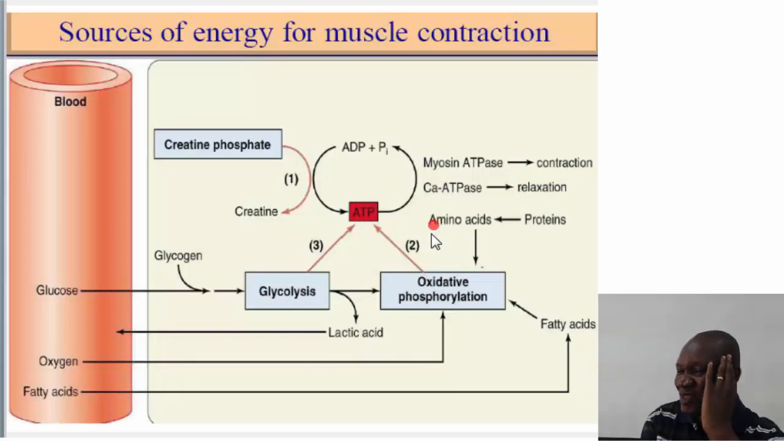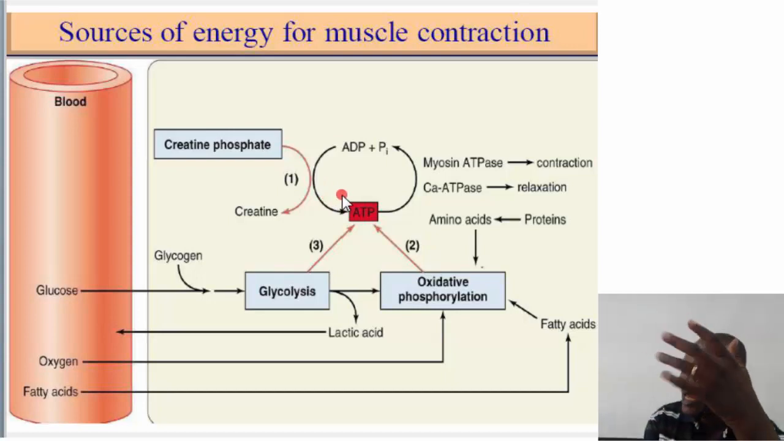I'll go over this again. We saw that contraction and relaxation of the muscle requires energy. ATP is used during the cross-bridge cycling. ATP is used to pump out calcium ions so that relaxation will take place. Now, it means that there should be a continuous supply of ATP in the muscle for contraction and relaxation.